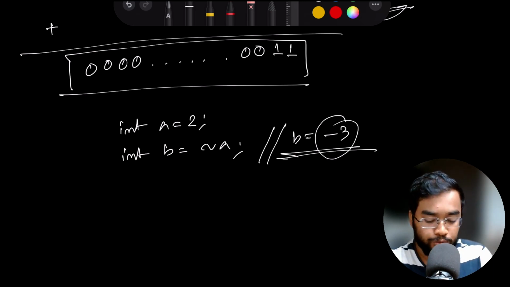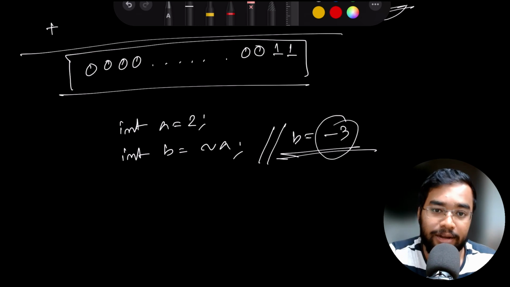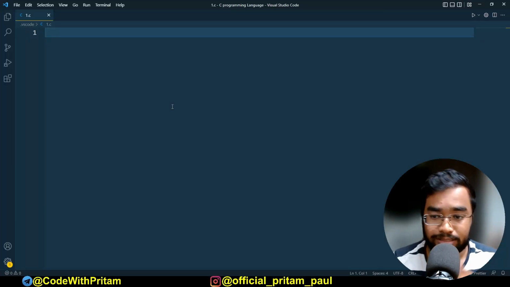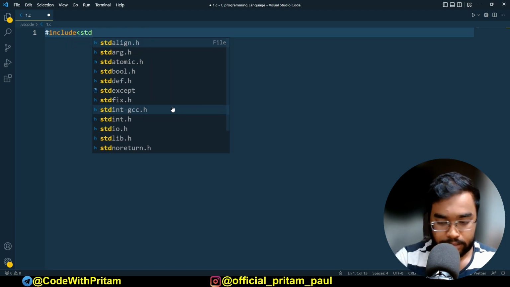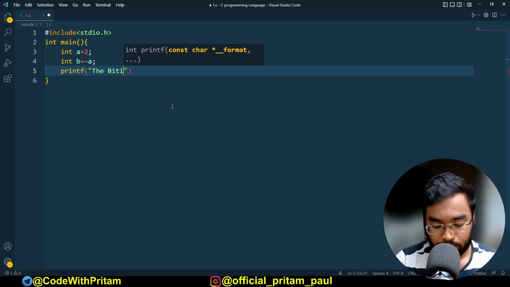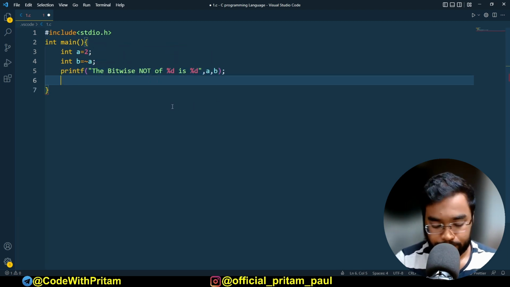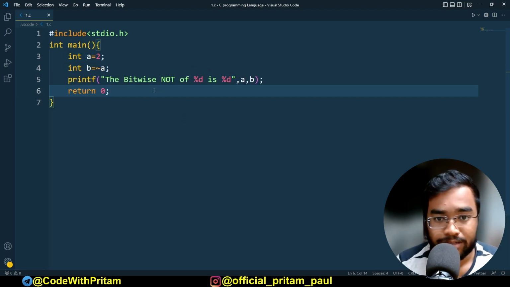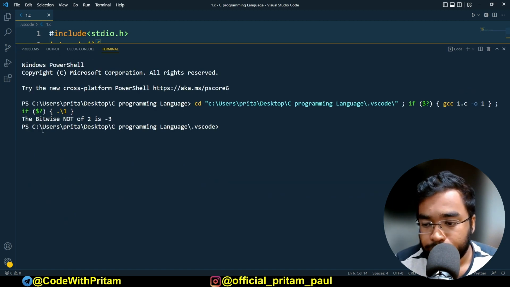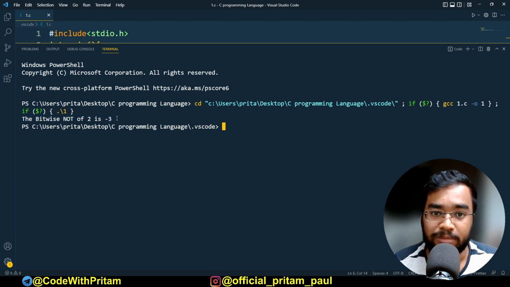Okay. So let me run the code in VS Code, and after that, you would understand whether everything is correct or not. So let's go to VS Code. So now here I am in VS Code, and let's write the code, and after that, let's run it. So now let's run it and check whether it is correct or not. So you can see that the bitwise not of 2 is minus 3. That means what I have told you is completely fine. So that's it.